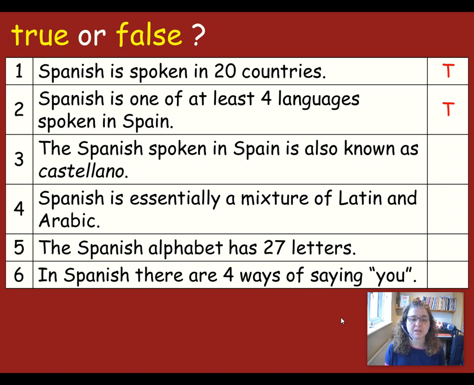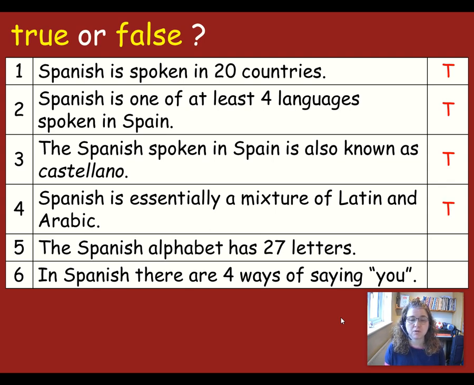Number three, the Spanish spoken in Spain is also known as Castellano. That one is true because it tends to be used to differentiate Spanish from the Spanish that is spoken in South America.